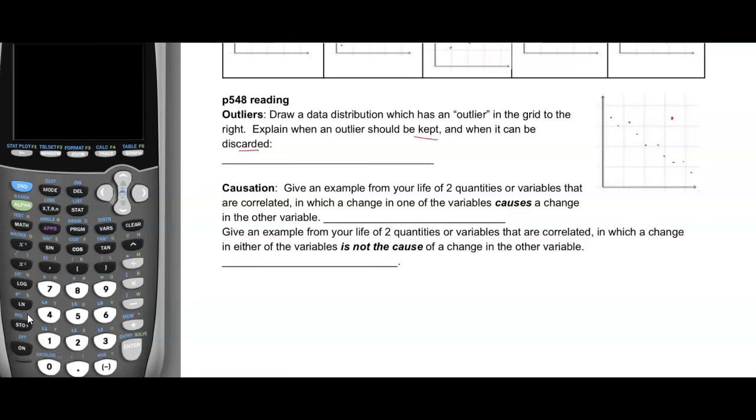So let's say that you are using a data set in your IA and you do have an outlier, an apparent outlier. This outlier should only be discarded if it is a measurement error. Okay, otherwise you have to keep it. We're talking about your IA here.